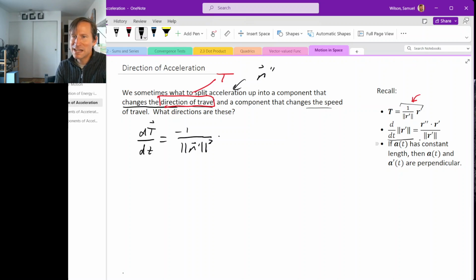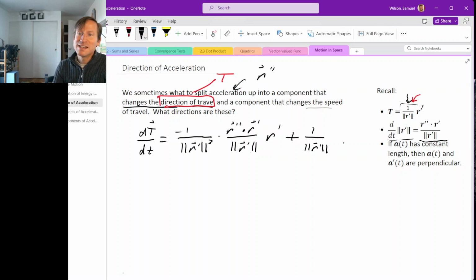The derivative of a magnitude is given by this formula here. So r double prime dot r prime over magnitude of r prime. Okay, so that's the derivative of just the 1 over magnitude. And now we have to do scalar product with r prime, so like this, plus, and now the other part of our scalar product rule, so leave the scalar part alone this time, 1 over magnitude of r prime, and then take the derivative of the vector part, and the derivative of r prime is r double prime.